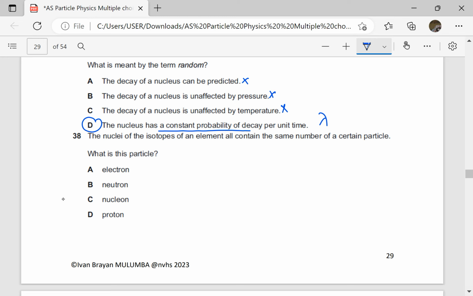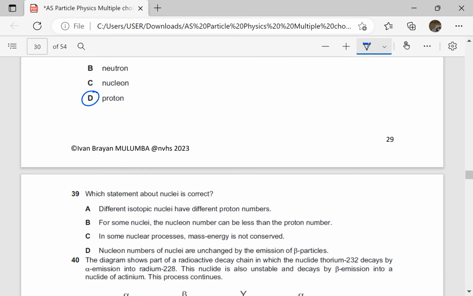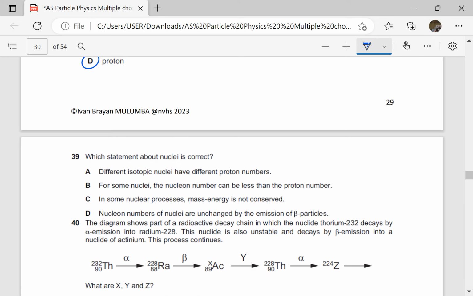The nuclei of the isotopes of an element all contain the same number of a certain particle. Nuclei of isotopes have the same proton number, so that is automatically D. Which statement about nuclei is correct? Different isotopic nuclei have different numbers of protons. No, isotopes must have the same number of protons.